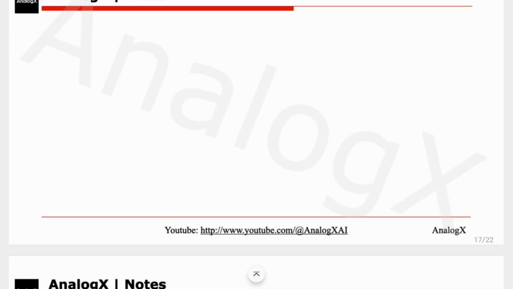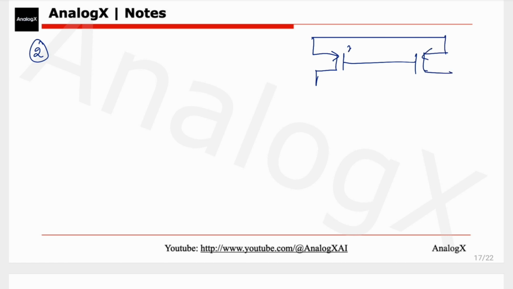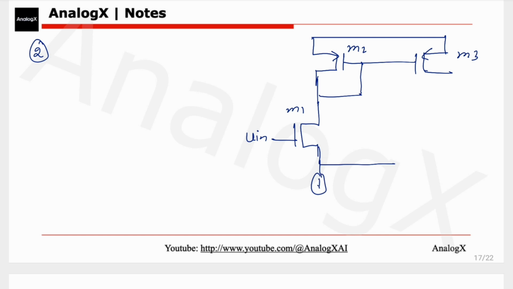Okay, so let me draw the figure. This is the second question. This is my PMOS, and this is my M2, and this one is M3, and this one is diode connected. This is my input transistor M1. This is my input, and this is my bias current of M1, and I'm taking an output here.